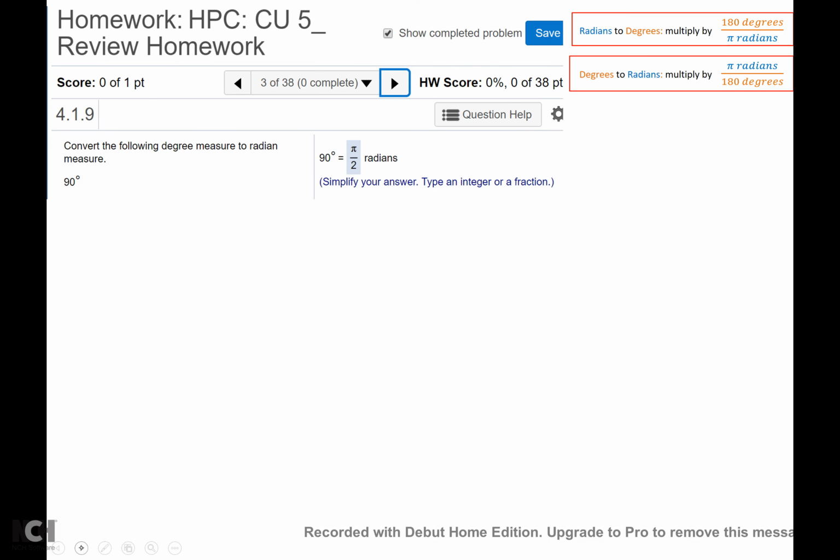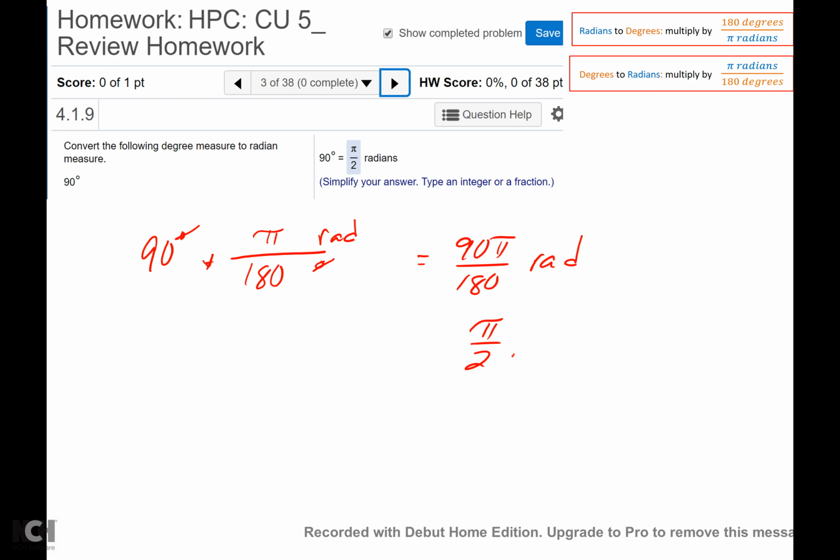All right, this one says convert the following degree measure to radian measure. If you have 90 degrees and you want degrees to go away, you put those on the bottom, and I want radians, so I put radians on top, and your conversion is there are pi radians in 180 degrees. Degrees cancel. That gives me 90 pi over 180 radians, which if I reduce that is pi over 2.